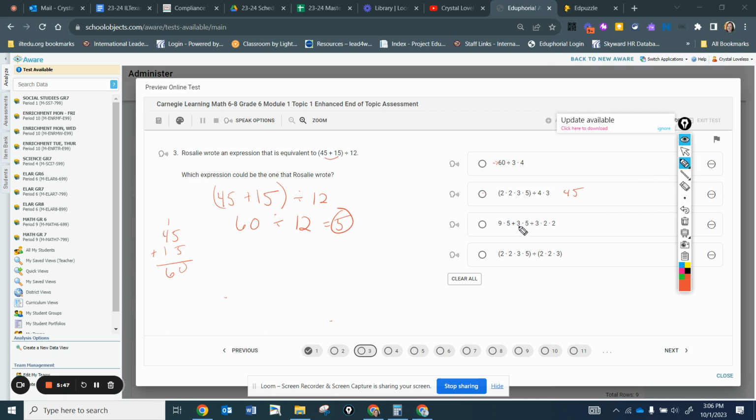Let's try this one. Okay, this one's a little tricky. We got to make sure we do it in the right order according to order of operations. So I'm going to write it out. Let me erase some of this to give myself some room.